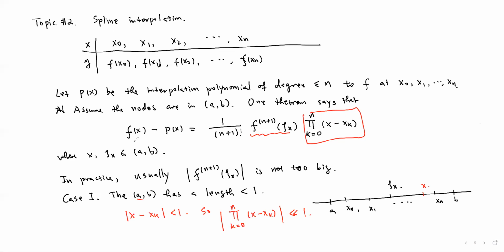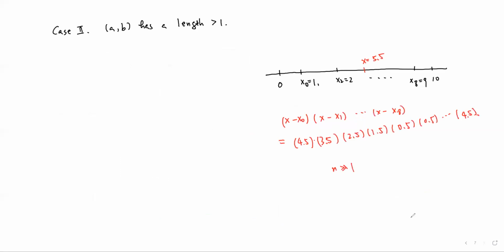So there are 2 cases depending on the size of the interval. When the length of the interval is less than 1, this approximation is good. But when the interval is large, the approximation may not be good. Now the question is how to handle a large interval.